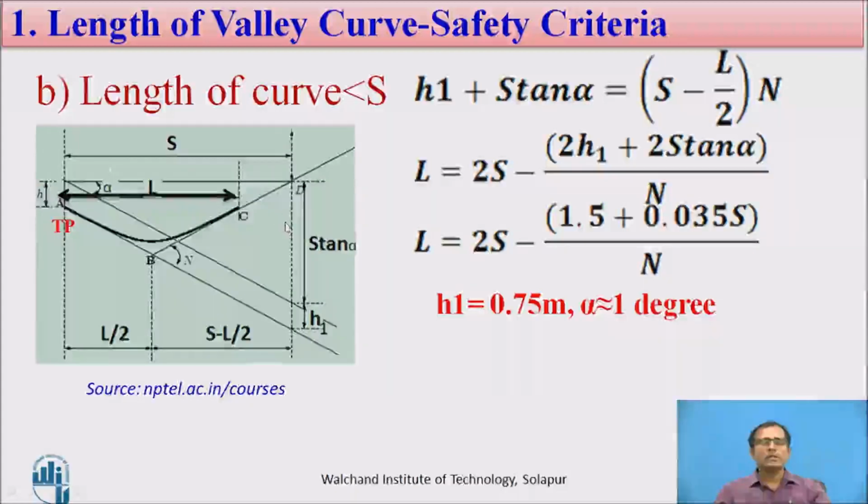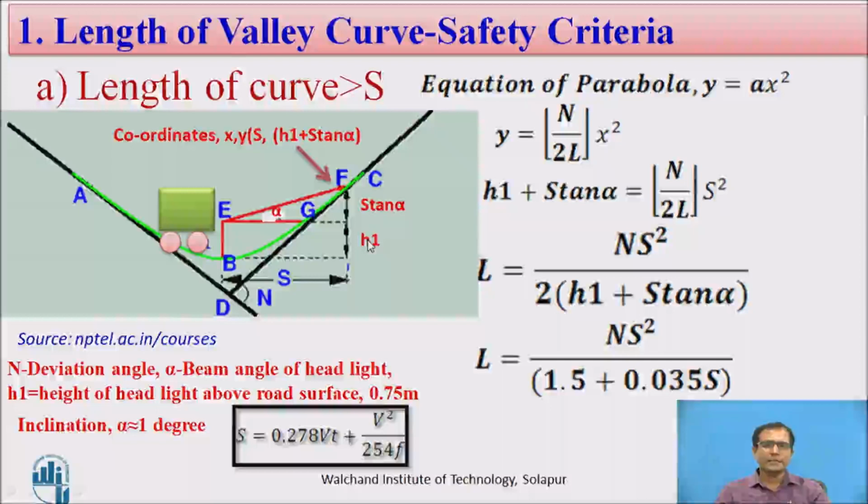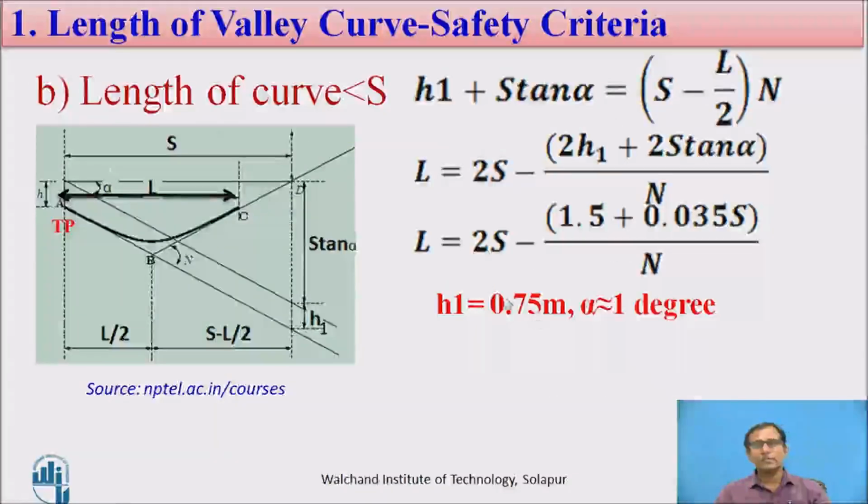In this case we have to determine, first assuming the first condition L is greater than s, calculate the length of the curve. If the assumption is correct, we need to adopt the derived length of the curve. If in this case the length of the curve is less than s, then we have to use this equation to calculate the length of the curve.